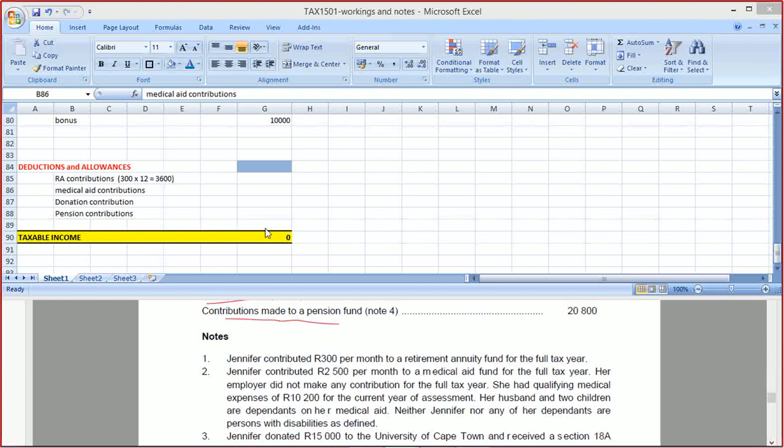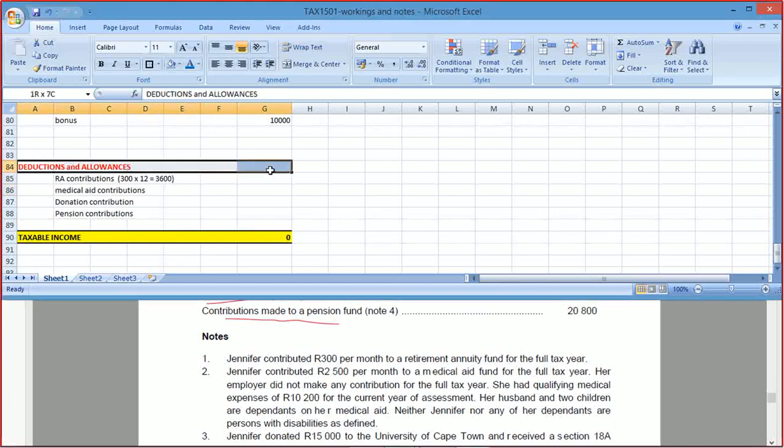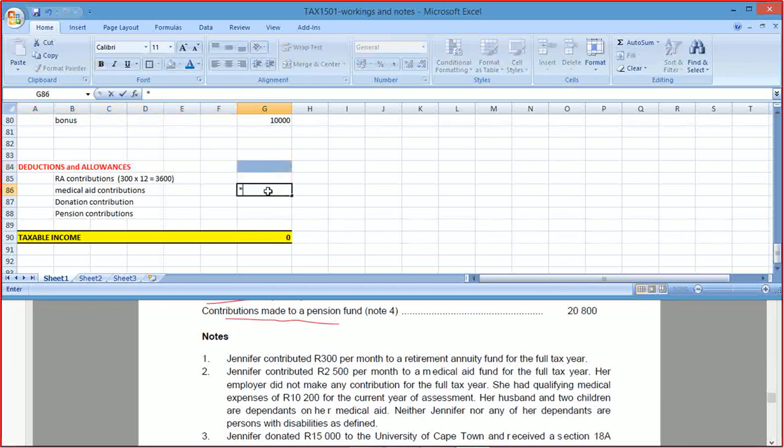Alright, so let's discuss that. Do you agree, is medical a deductible allowance? No, it's a credit that you claim. Okay, so that's something that will come up later. So I'm just going to put a note here. Legislation changed not so long ago. Medical aid contributions are now treated as a tax credit rather than a deduction. In the past, it was quite different.